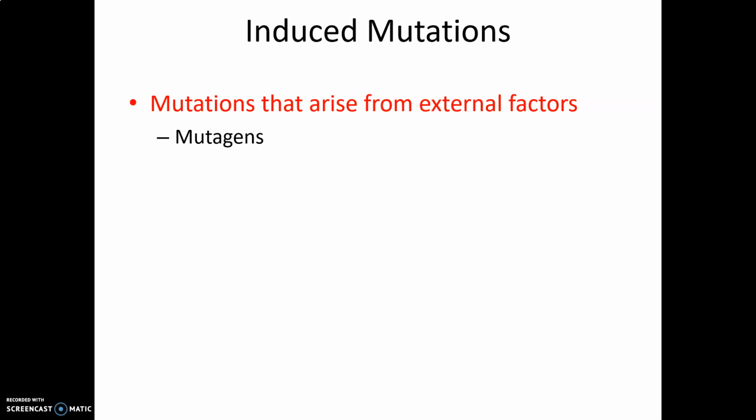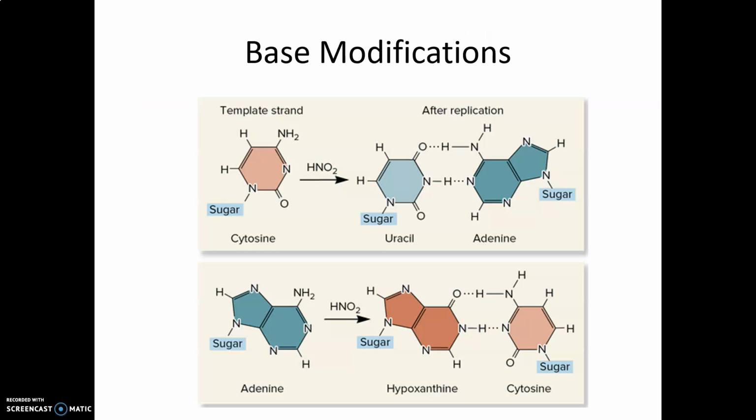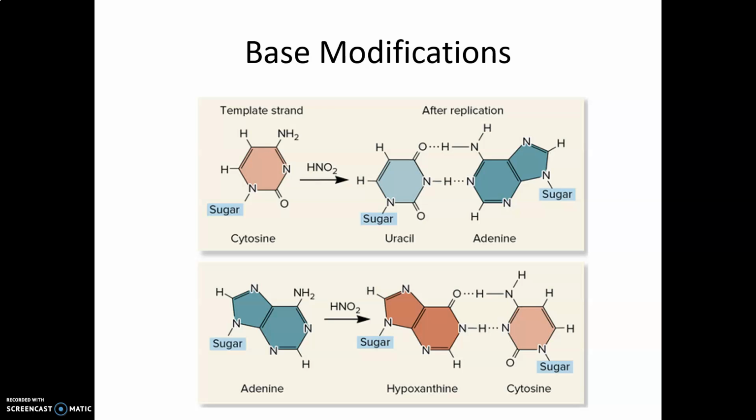Now we're going to look at the induced. These are ones coming from external factors. We usually call these mutagens: any environmental agent that increases the rate of spontaneous mutation. So one way is these base modifications. What happens here, and you'll see that some of these seem similar to things we just talked about, is you can put some molecules in, and they will replace amino groups with keto groups. When you do that, you can change the way things base pair. So if we can do that, we can create these mismatched base pairs, and similar as before, one strand might be accurate, the other won't, and now we're introducing a point mutation.